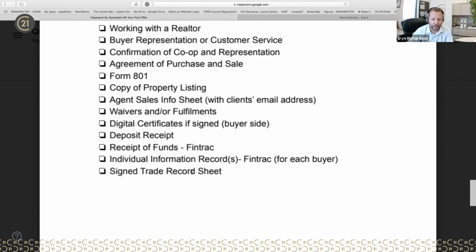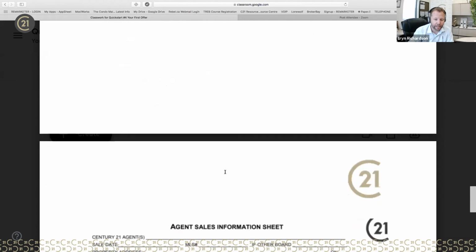The signed trade record sheet comes later, when they input the information and create a trade record, which is the input and the information that they've put in, all in one sheet. You'll sign off saying, yeah, everything's correct. Make sure you read it. I've got examples of these things here.